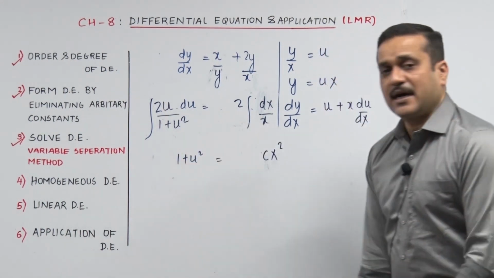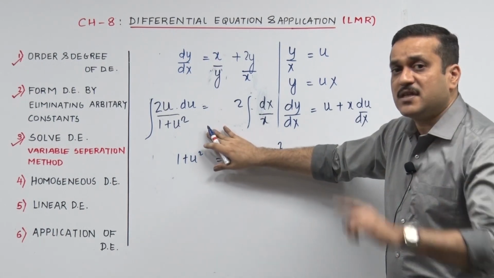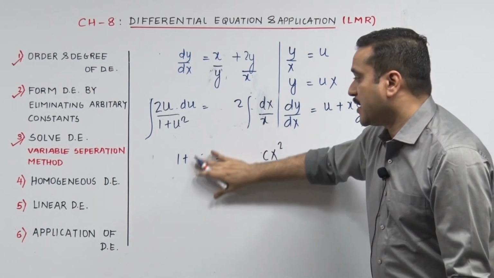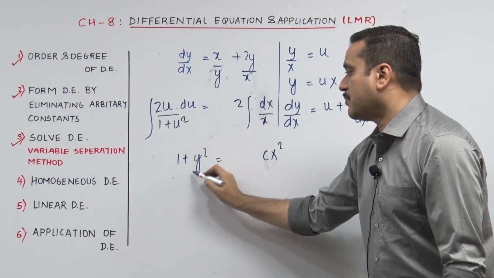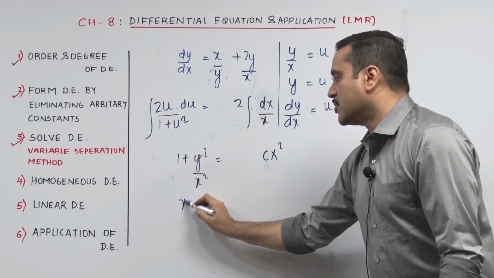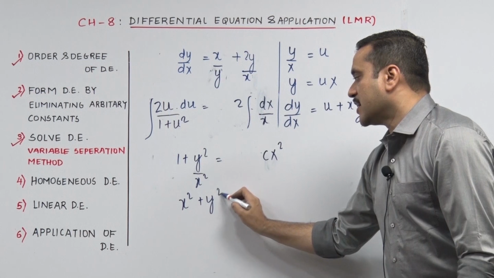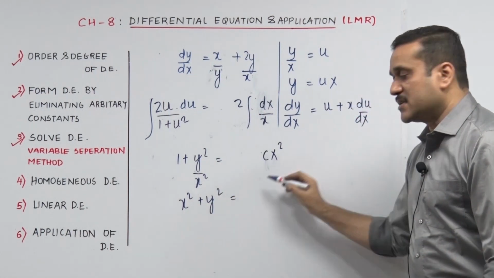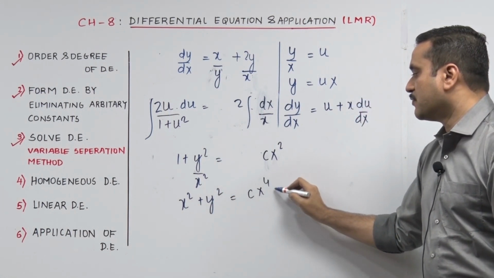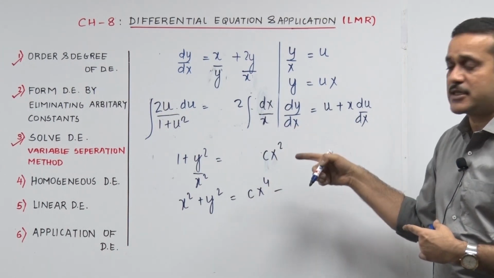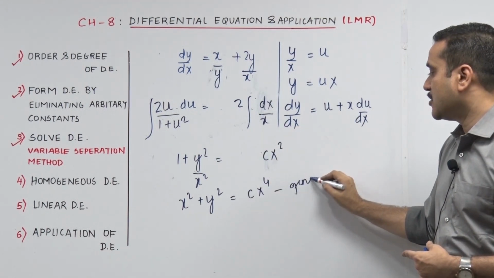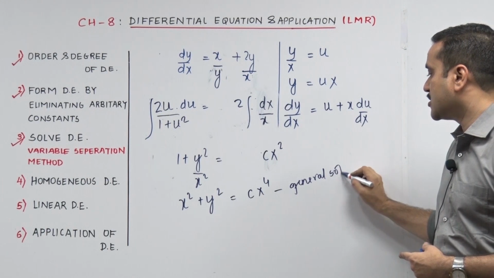Now don't forget the last step, resubstitute your u back to y upon x, so u square goes y square upon x square. Let's settle down, it's going to be x square plus y square the whole upon x square. I push it on the other side, it gets cx raised to 4. No, it was x square multiplied by one more x square. So that's my general solution to the given differential equation.